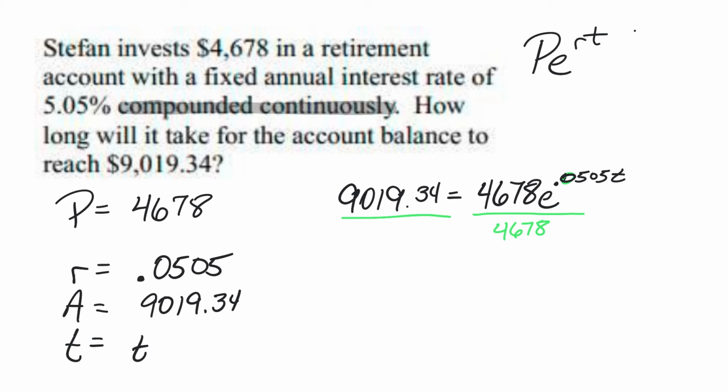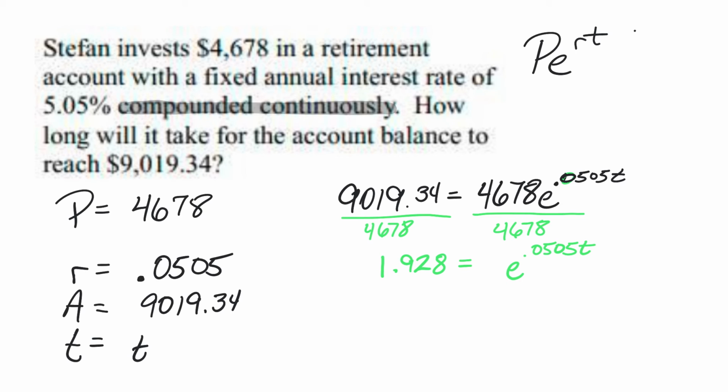So $9,019.34 divided by 4,678 is 1.928. All of this equals Euler's number. I need to leave myself a little bit of space here, because we are going to have to get rid of Euler's number in order to solve this.